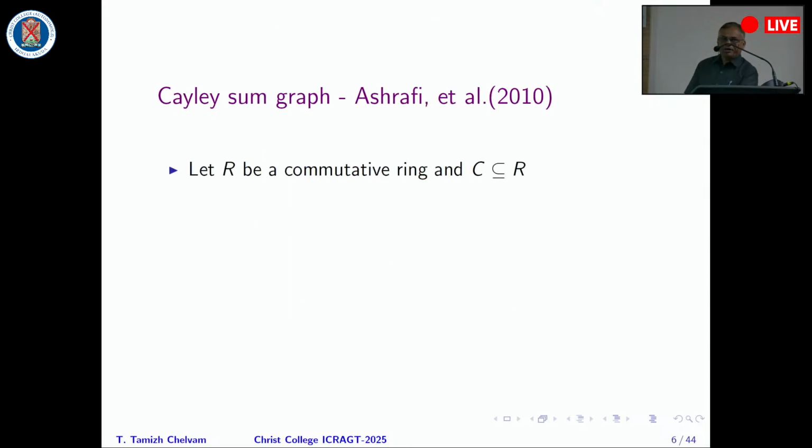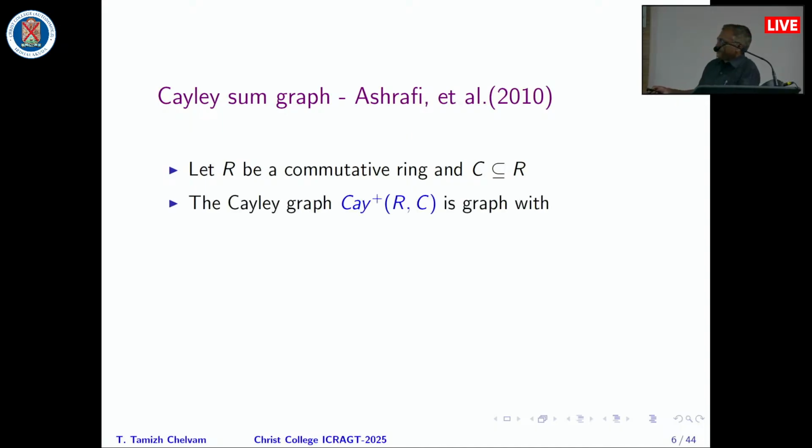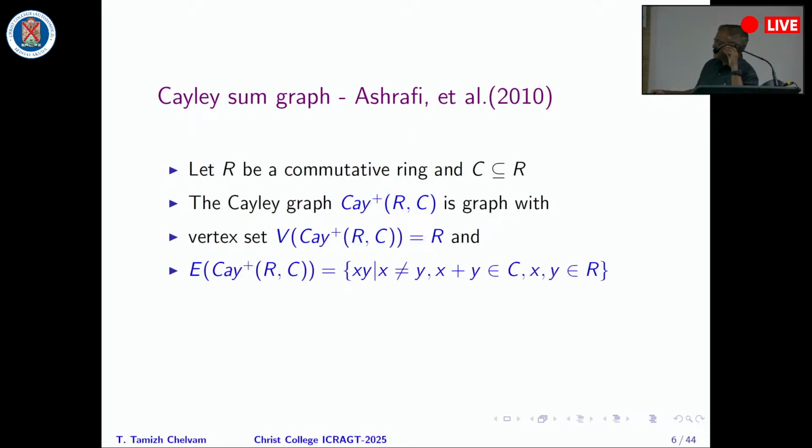Let R be a commutative ring. Again C is a subset of R. Then the Cayley sum graph, where the plus denotes the sum, written R comma C, is a graph with vertex set R, and as I said, x and y are joined provided they are distinct and x plus y is in C. This is the Cayley sum graph.